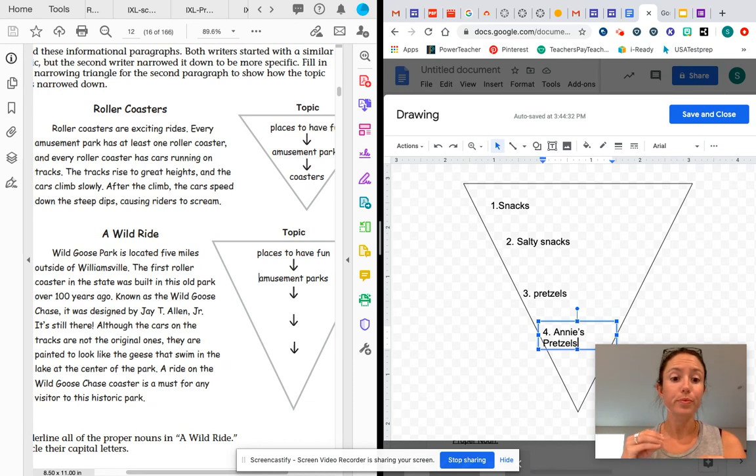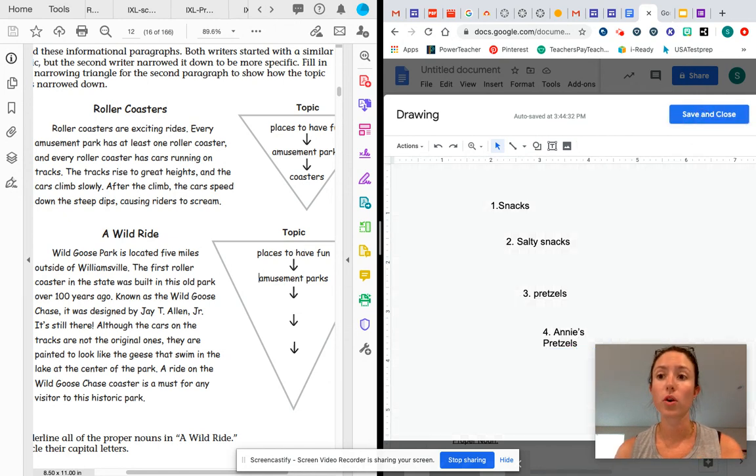So your job is going to be to look at a wild ride and figure out how do they go from the very broad of places to have fun. They move on to amusement parks, right? So you're getting a little more specific. And then how do they get more and more specific as the paragraph goes on to tell you exactly what their topic is about.